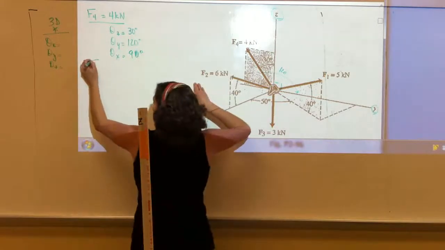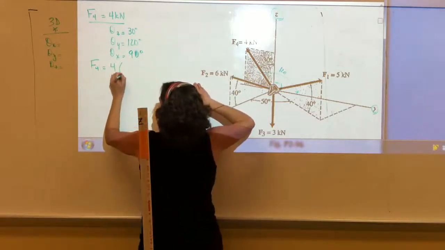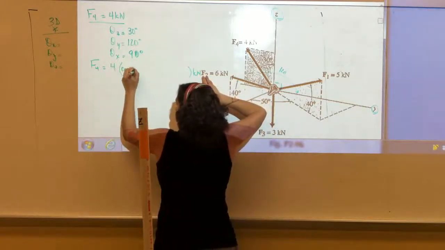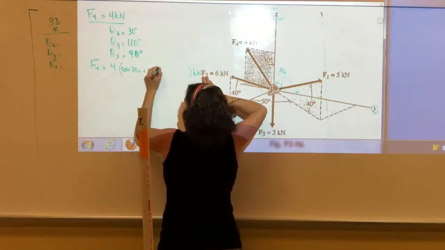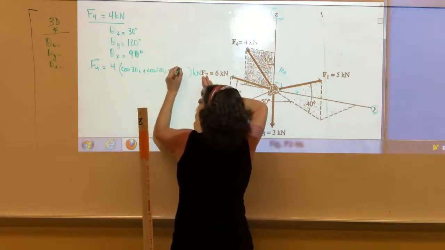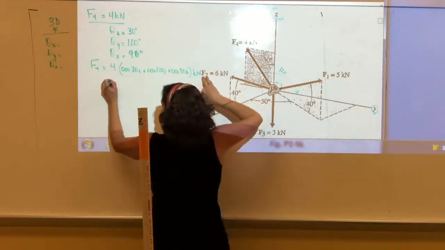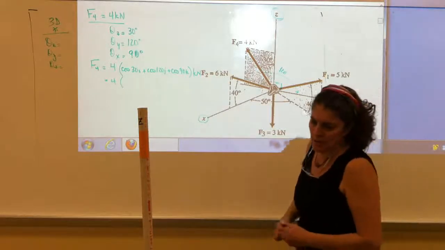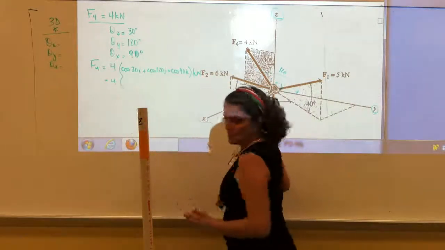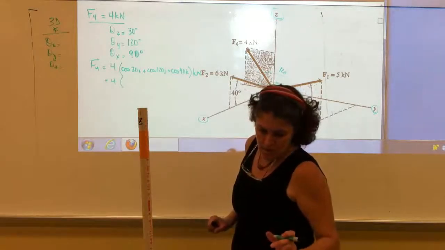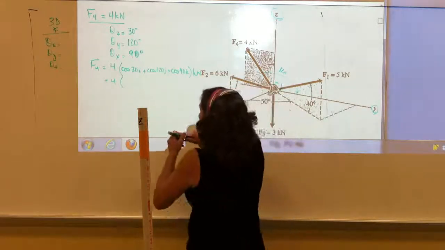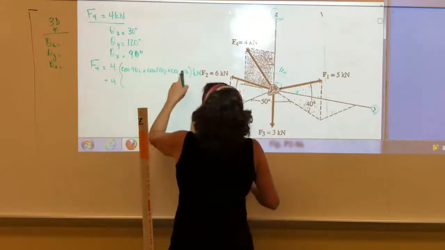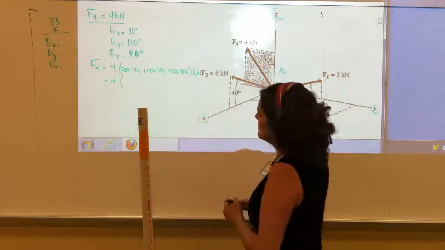So let's set up our components. F4 is equal to 4 kilonewtons times the cosine of 30 degrees i, plus the cosine of 120 j, plus the cosine of 90 k. And what does that come out to be? 4 times cosine 30. I always get, is it 0.5 or 0.866? 0.5. So it is, oh, I just put it in the wrong order, didn't I? This is supposed to be theta x, this is theta y, and this is theta z. Did you catch that mistake there?